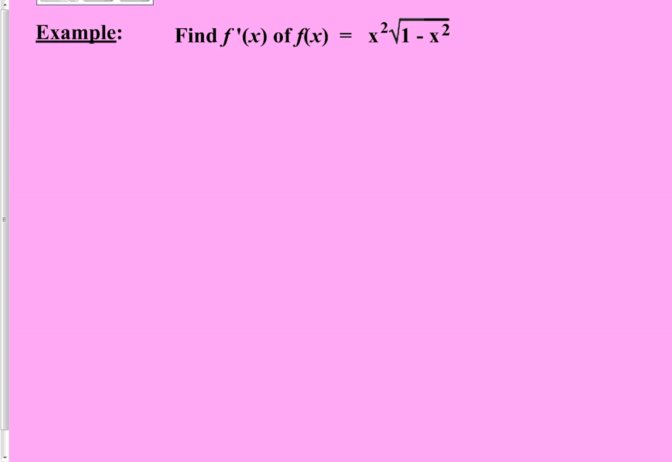Okay, find the derivative of f of x equal to x squared times the square root of 1 minus x squared. Simplifying the radical again, changing it into exponential notation. Hopefully what you notice on this step is we have the product rule looking at us, the function x squared times the function 1 minus x squared to the 1/2 power. So we're going to apply the product rule at that particular step.